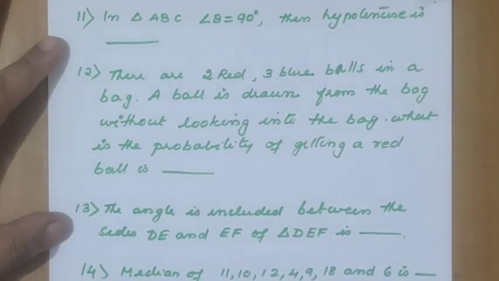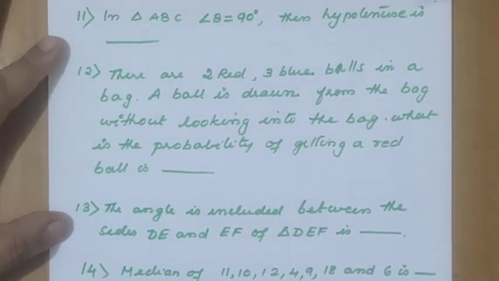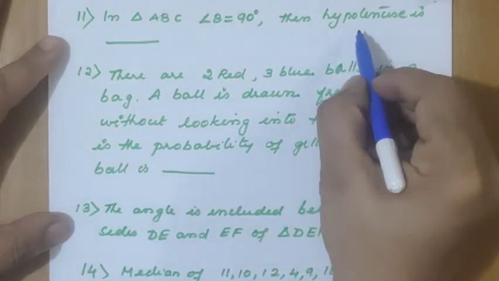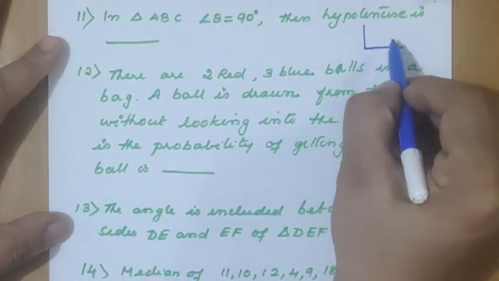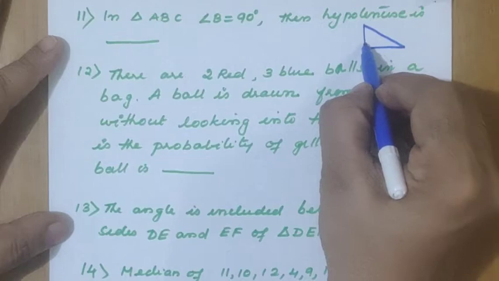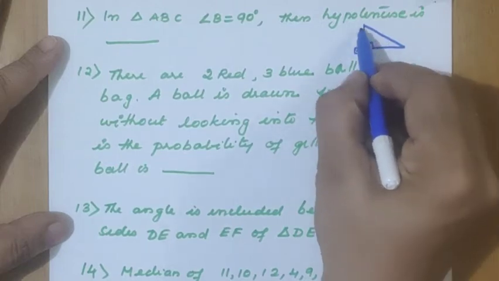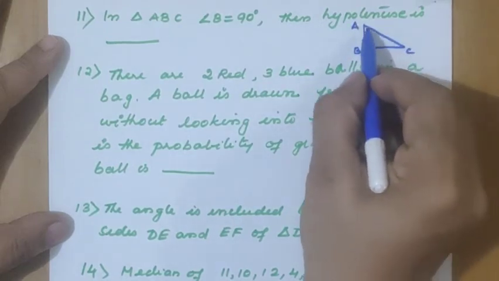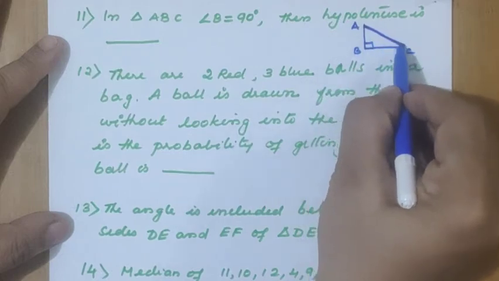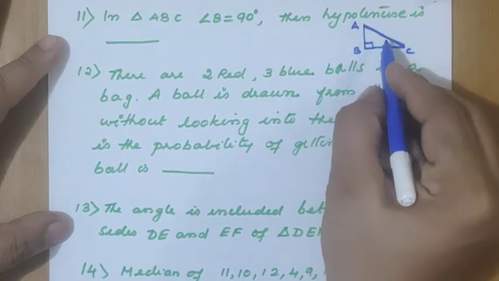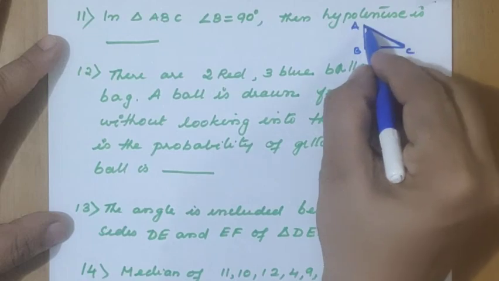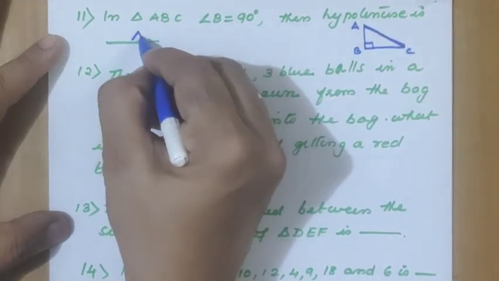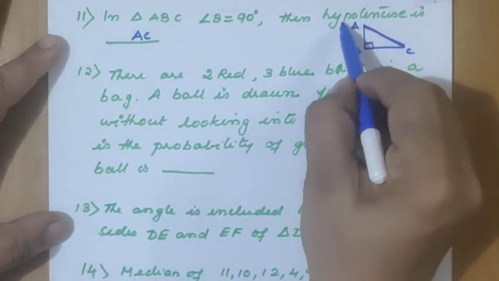In triangle ABC, angle B equal to 90 degrees, then the hypotenuse is. So roughly we can draw the diagram. Triangle ABC, one angle is 90 degrees only. Let us mark this angle as B only. So ABC. The side opposite to the 90 degrees is called the hypotenuse. So which is the answer? AC is that one. So what is the definition of the hypotenuse?